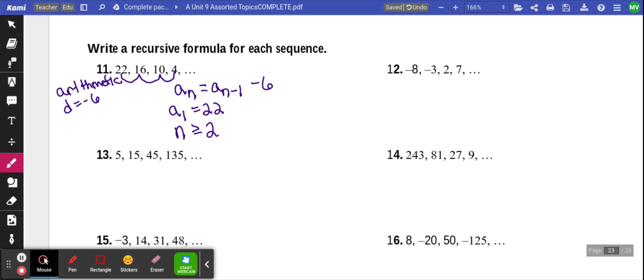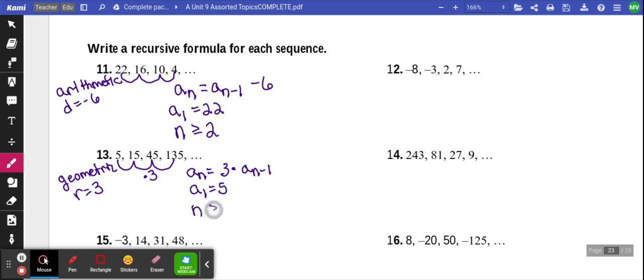So if we look at number 13 then, here we are multiplying by 3 each time. So that means it's geometric. And our common ratio is 3. So again, it's a sub n equals 3 times a sub n minus 1. A sub 1 equals 5. And our domain is n is greater than or equal to 2. So I want you to pause, and I want you to write the equations for 12 and 14.